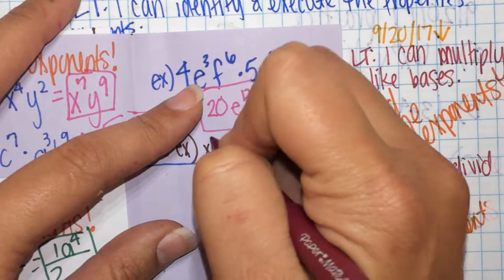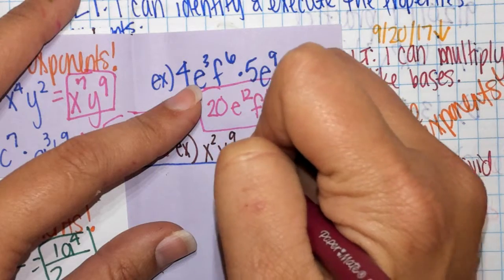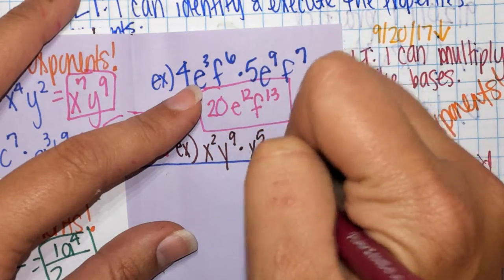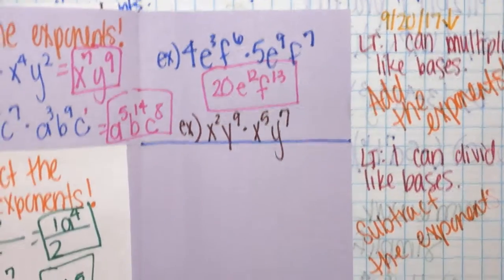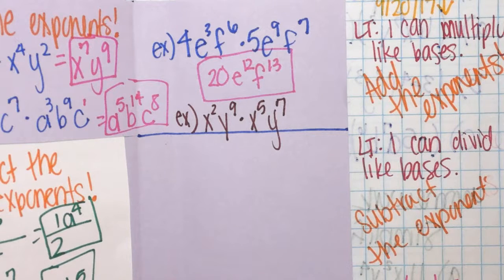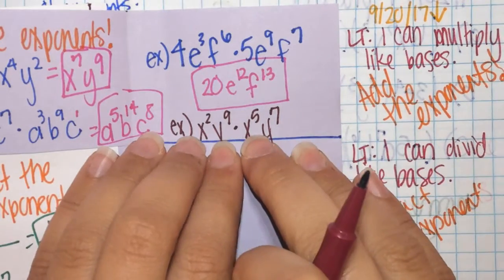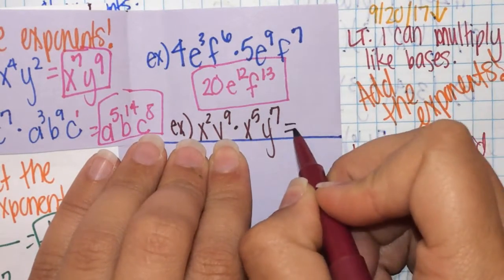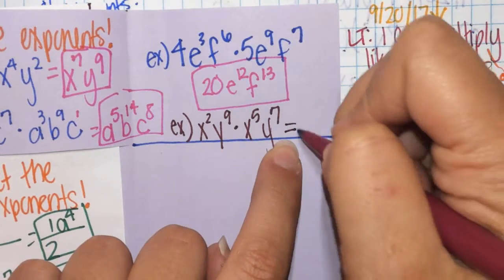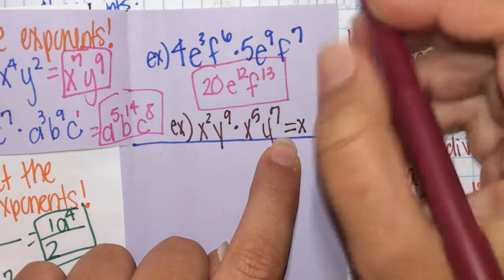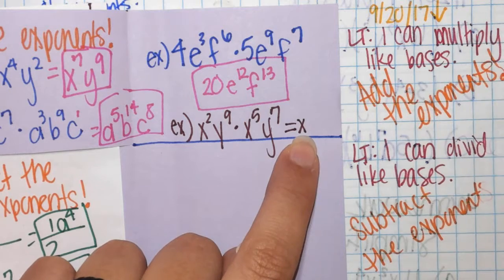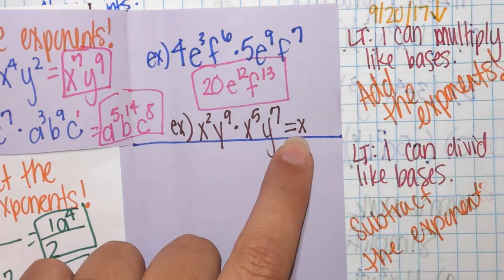Alright, so if I have x squared y to the 9th times x to the 5th y to the 7th. Alright, do we have like bases? Yes. So are we multiplying them? Yes, we are multiplying like bases, so what do we do to the exponents? So what is the new exponent of x going to be?